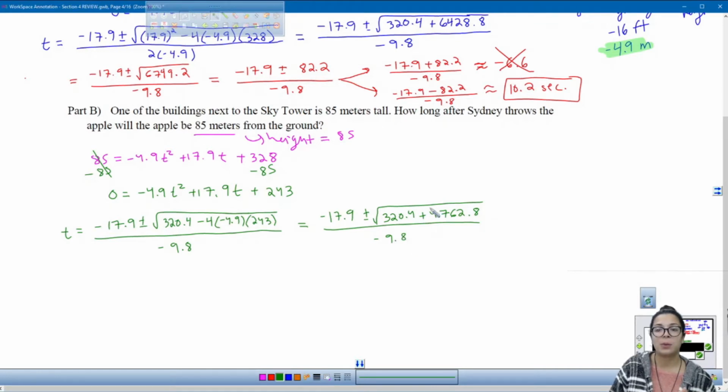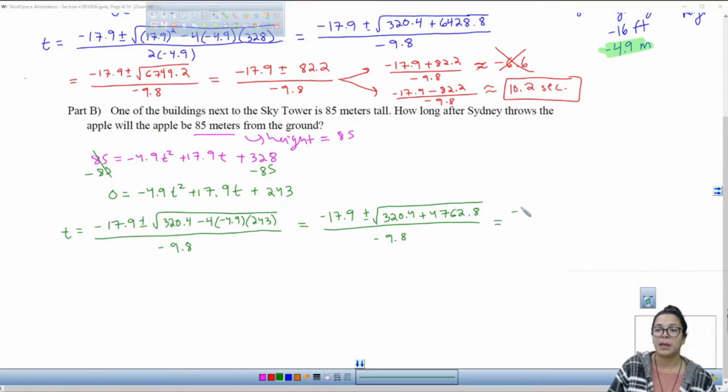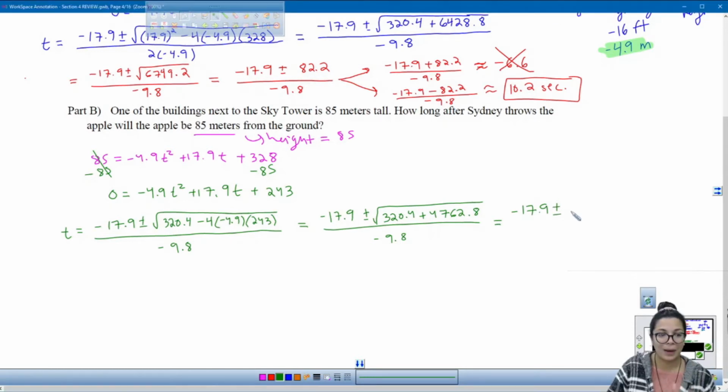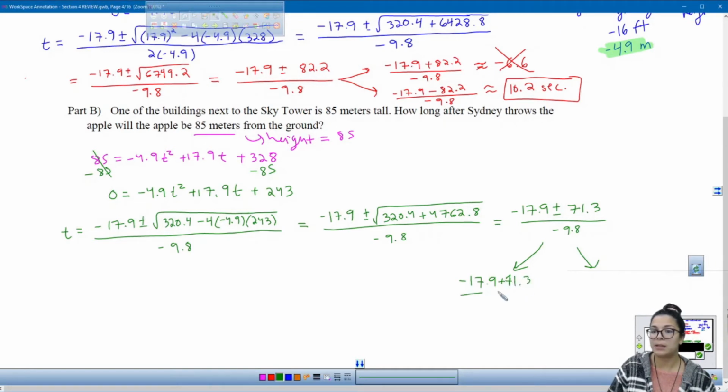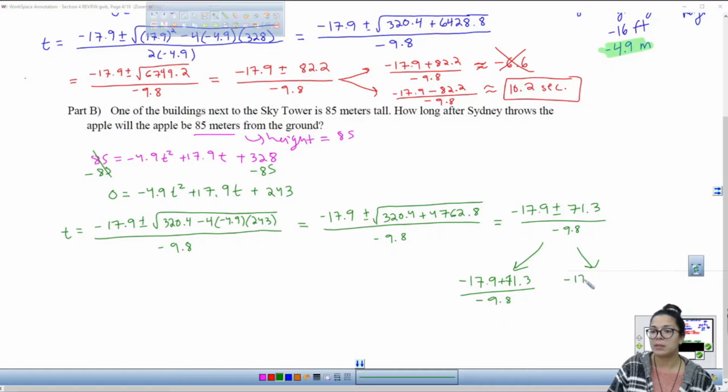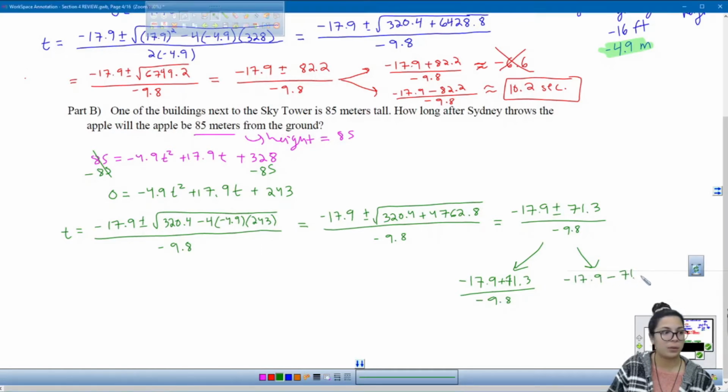And then when we add 320.4 plus 4762.8 and we square root it, we get roughly, rounded to the nearest tenth, 71.3. So now we have two answers, right? We have negative 17.9 plus 71.3 divided by negative 9.8, and we have negative 17.9 minus 71.3 divided by negative 9.8. The adding gives us negative 5.4, subtracting 71.3 gives us positive 9.1.